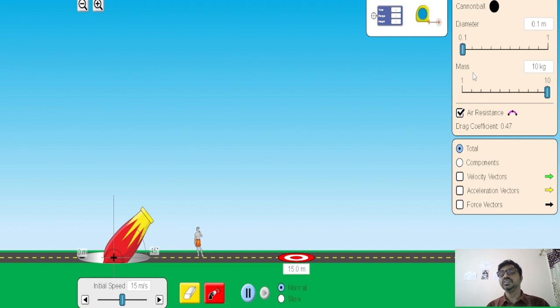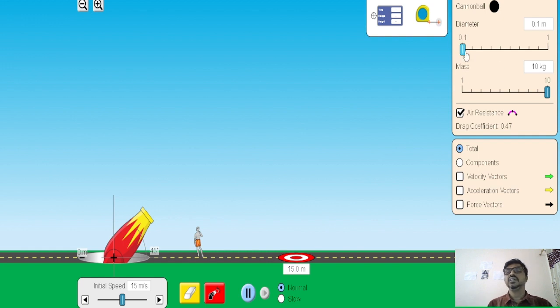In these four cases, we want to understand how the projectile will be moving when air resistance is present. We will always compare it with the ideal situation where air resistance is 0. We want to understand which is going to be closest to that ideal situation.